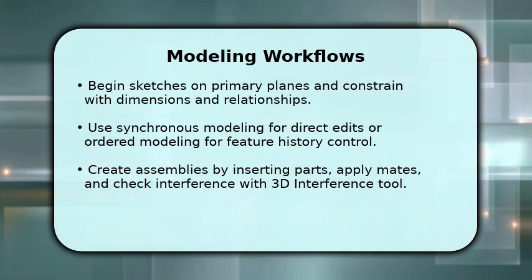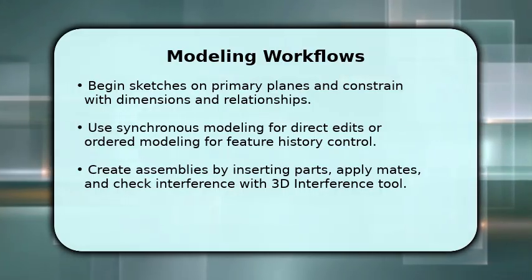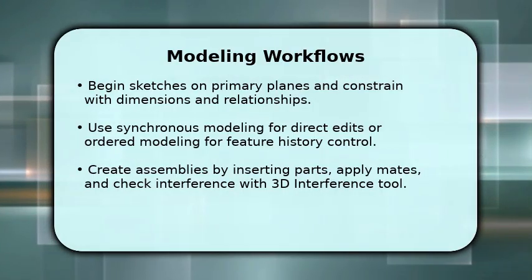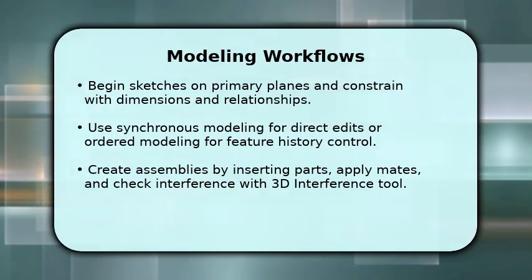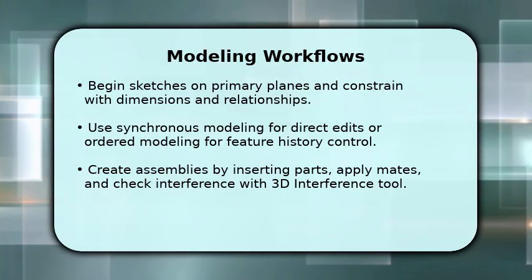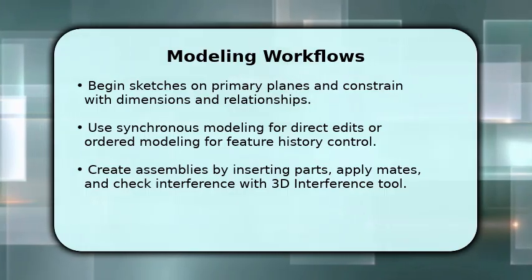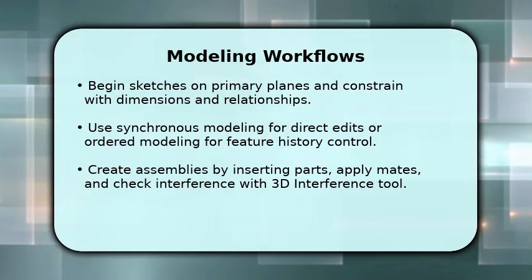Begin sketches on primary planes and constrain geometry with dimensions and relationships for stability. Use profiles to create extrude, revolve, sweep, and loft features with clear sketch intent. Choose synchronous modeling for fast, direct edits or ordered modeling to preserve feature history when necessary. Combine both methods in hybrid mode to gain flexibility and control during complex designs.